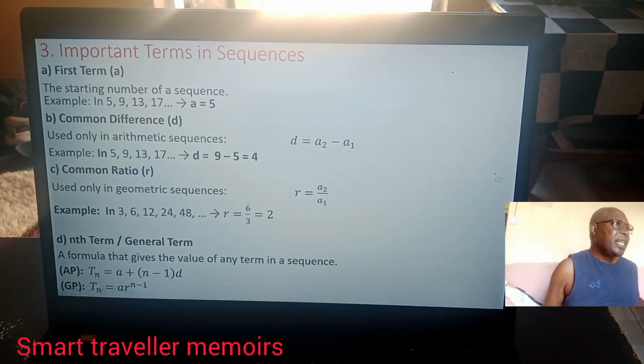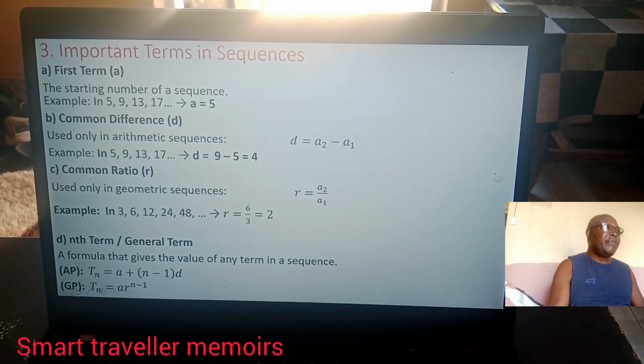Important terms in sequences. A, first term, represented by a. Remember, this is just a convention. You can use any letter, but we use a in sequences. It is the starting number of a sequence. For example, in 5, 9, 13, 17, the first term a is equal to 5.